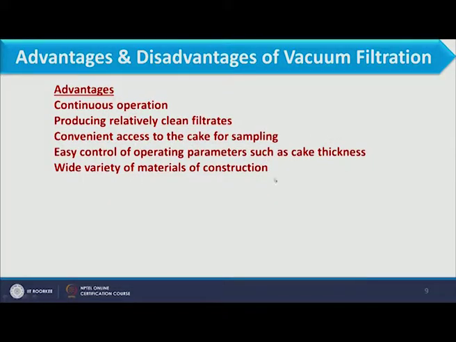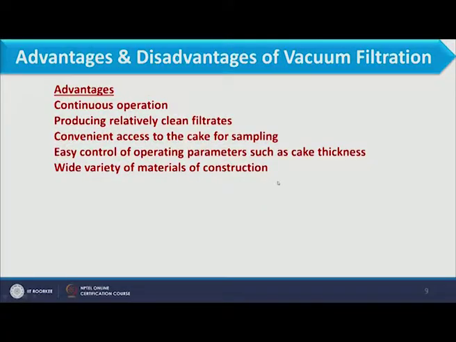convenient access to the cake for sampling, like we have continuous removal of cake. So if we have to take a sample of the cake, we can take it very easily. Easy control of operating parameters such as cake thickness, because we do not allow the cake to form over the filter media for a longer duration, therefore it is continuously removed, so the operation becomes easier. Wide variety of materials of construction.